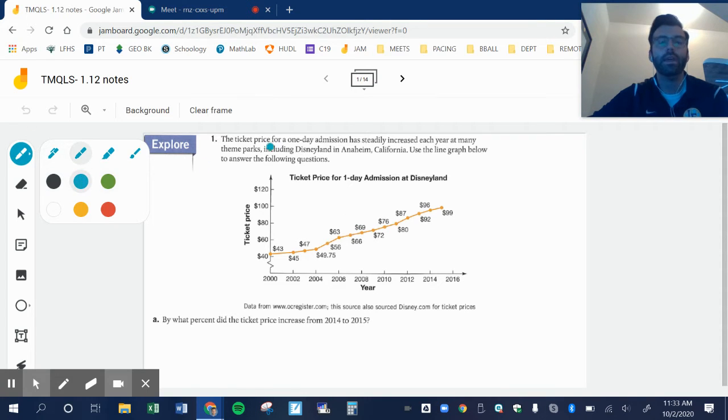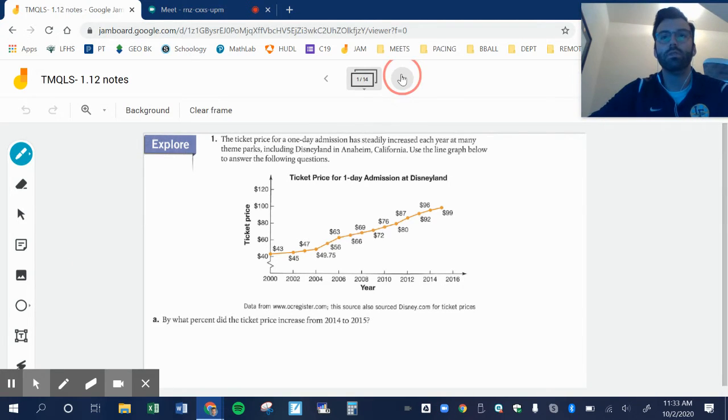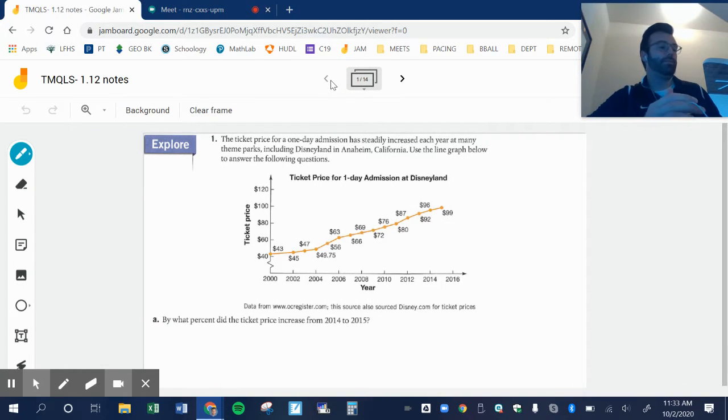All right. Here we go. We got 1.12. So we got our first Explorer question. There are multiple parts, so make sure you reference your book for this. I just split it in 3 slides so I can see all of it.